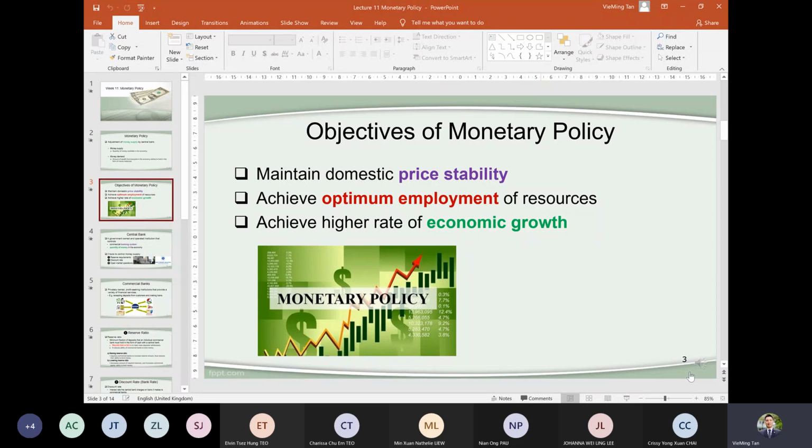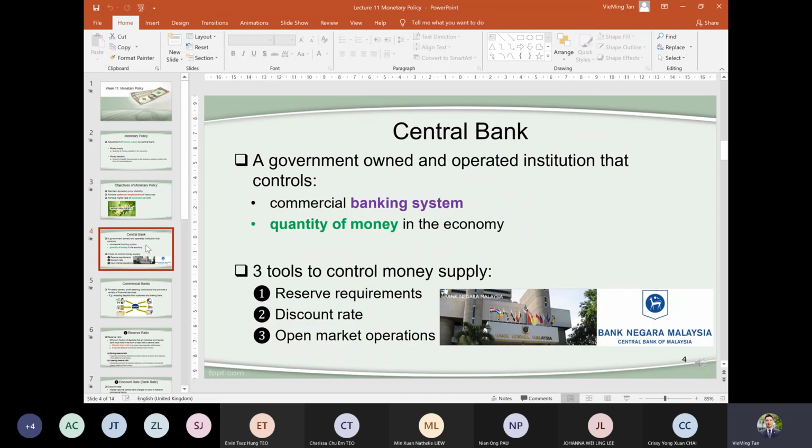In the last chapter, we already learned fiscal policy is one of the policies that government can use. Today we're going to learn another policy, which is monetary policy, that can be used to solve the problem as well. But government has to go through the central bank to address the money supply in an economy. So at first we have to understand how the central bank operates. What is the central bank?